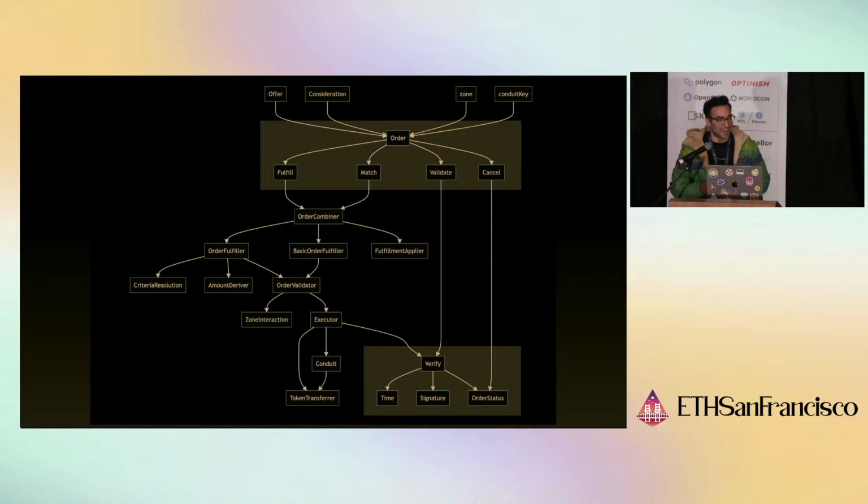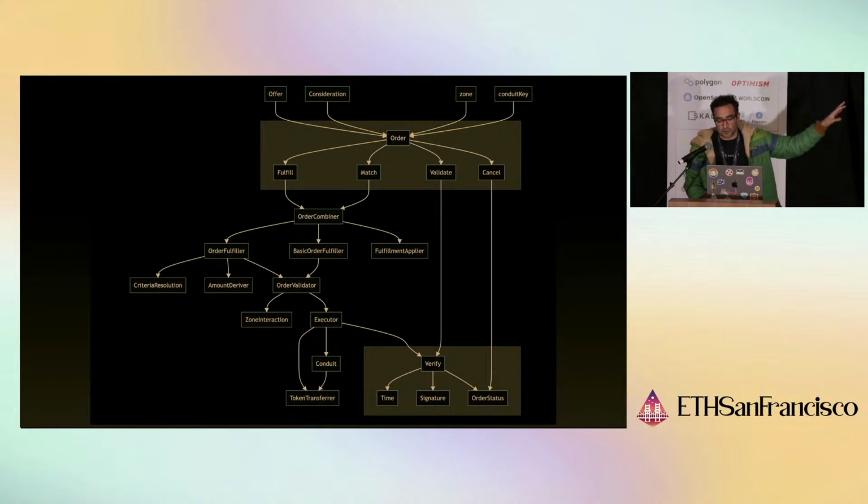So here's a diagram of how Seaport works under the hood. It's a little bit complicated, but at the very top it goes over the things we've already gone over, which is the offer and consideration, and the zone and the conduit key, which is a way to reference the conduit. The conduit is standardized, but the conduit key is which kind of operator has created the conduit.